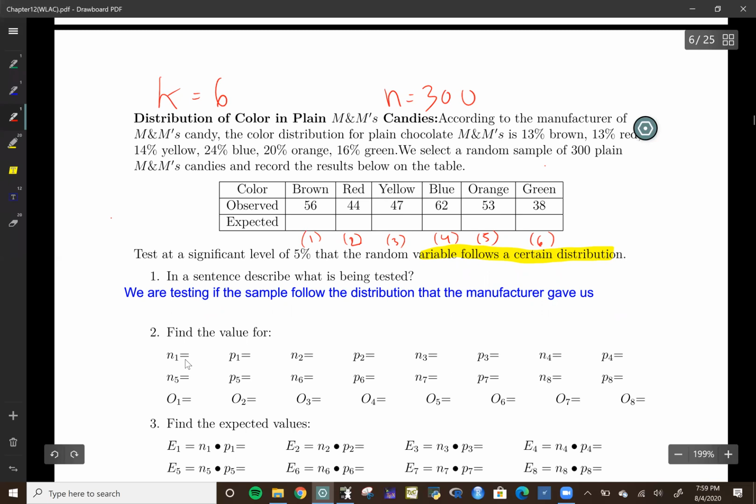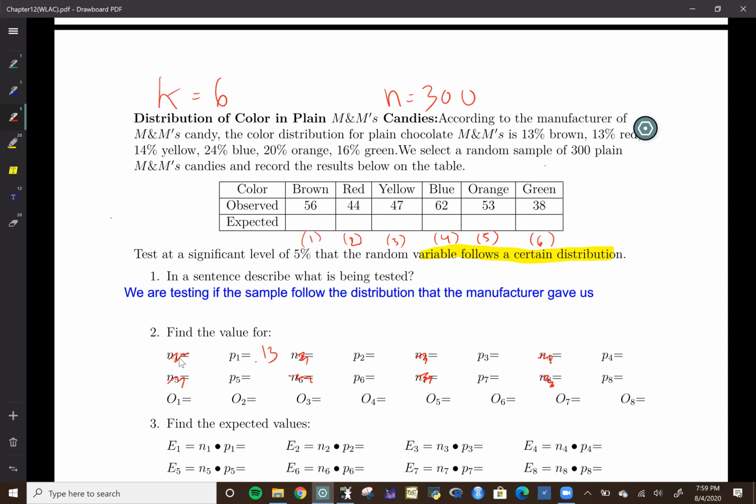Oh, you know what? That's a typo. It shouldn't have N1, because N is just going to be 300. I have to fix that. So for this one, what's P1? What's the probability we get a brown candy? Yeah, 13%.